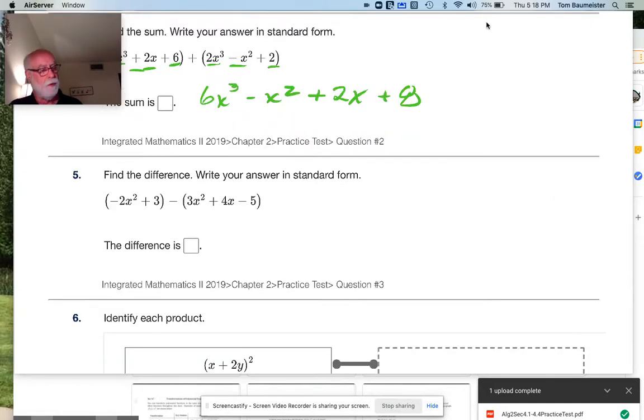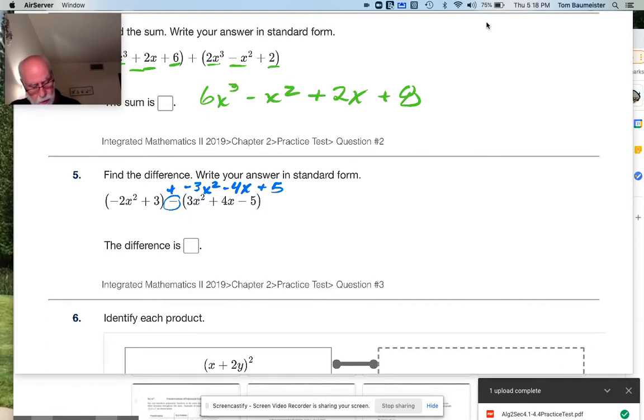All right, excuse me, find the difference. So remember, if we find the difference, if we have a negative outside the parentheses, that means I'm going to multiply it all the way through. So we're going to have a plus here, but then we're going to have a negative 3x squared. We're going to have a negative 4x, and then a negative times a negative is a positive, so we'll have plus 5.